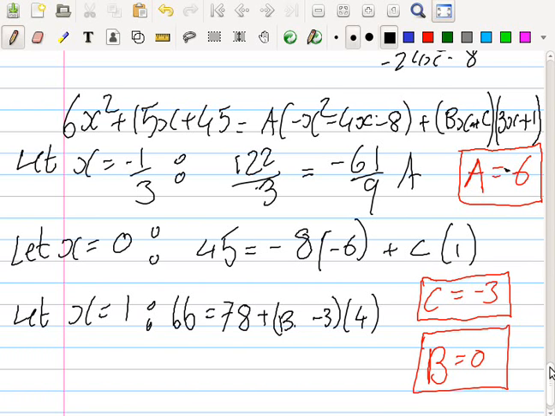Bx plus c, only we have one solution. The bx plus c is when the denominator is quadratic. And in this case it happened because you had only one solution, so the other part was quadratic, yeah.